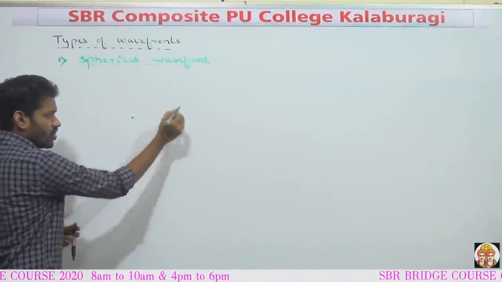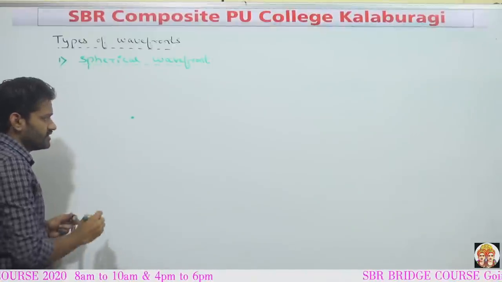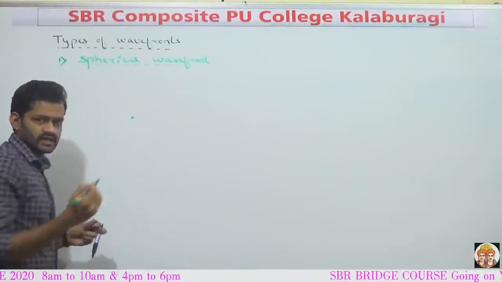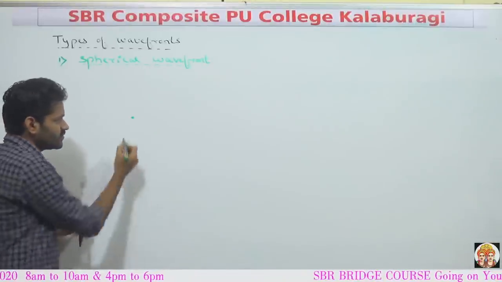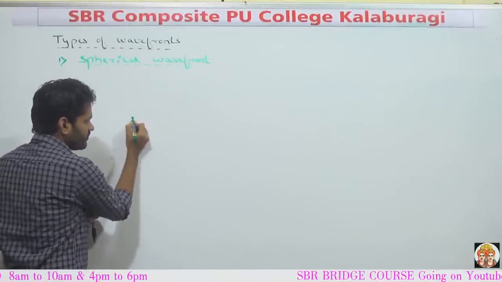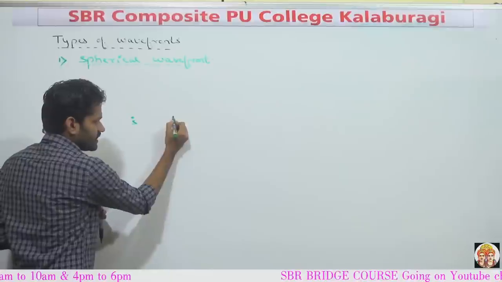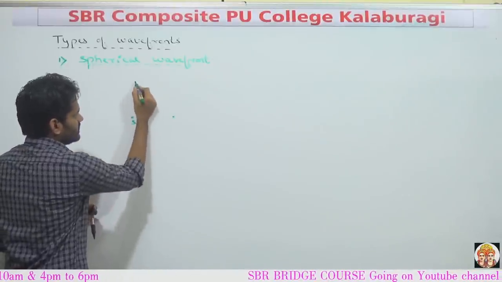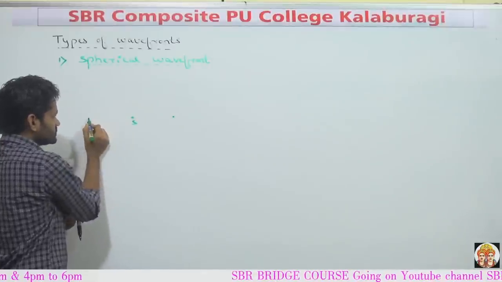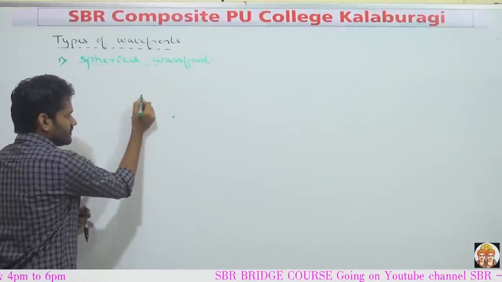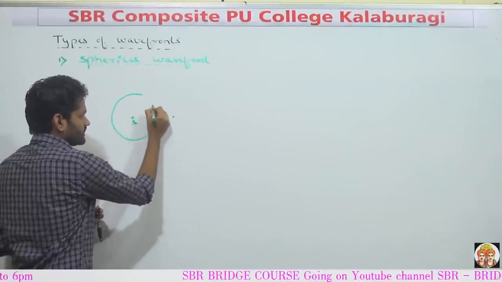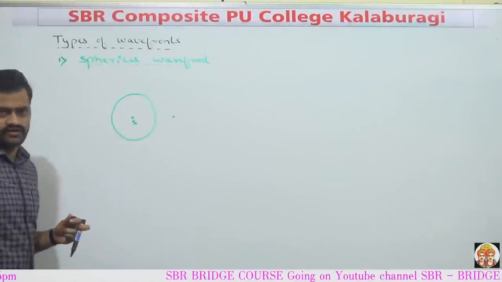Disturbance will move in all directions, in a three dimensional way. For example, after 1 second, the disturbance will move from the source to this point. So this much distance it covers, and this side also the same distance, and this side also the same distance. If we join all these positions, we get the first wavefront.